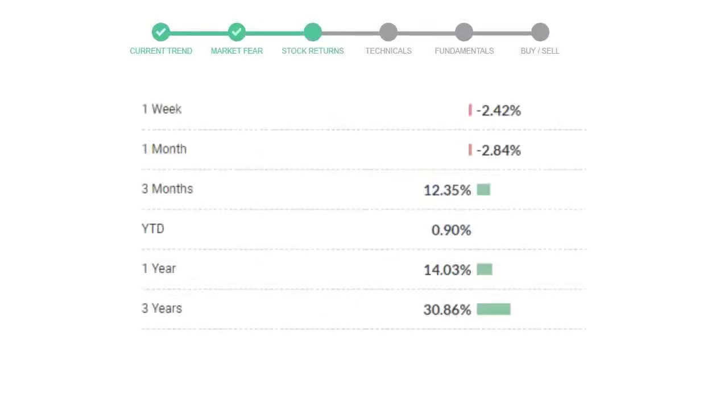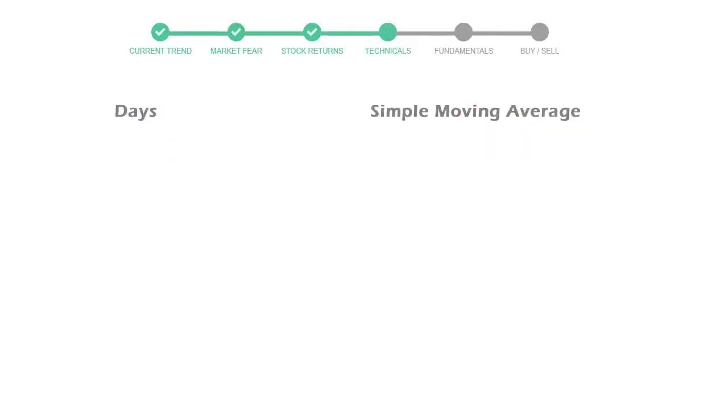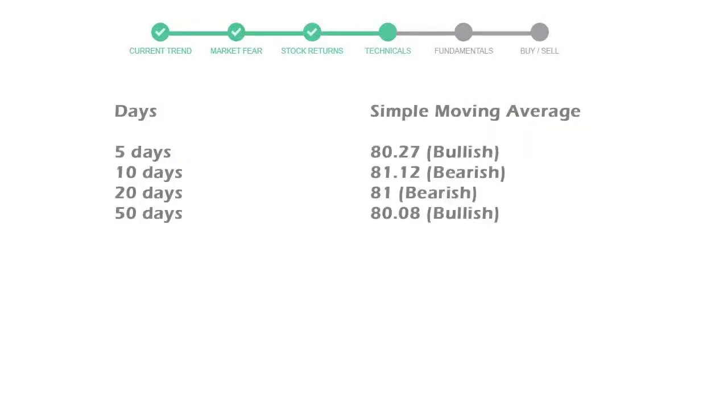Tech companies gave negative 2.42% returns in the last week, negative 2.84% in the last 30 days, and 3 months returns are 12.35%. Now let's have a look at simple moving average data.